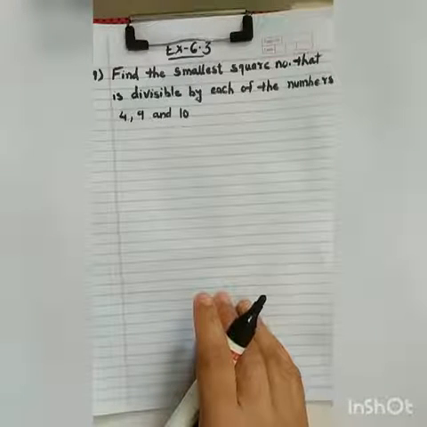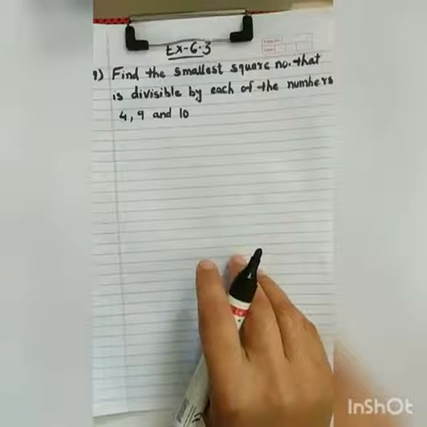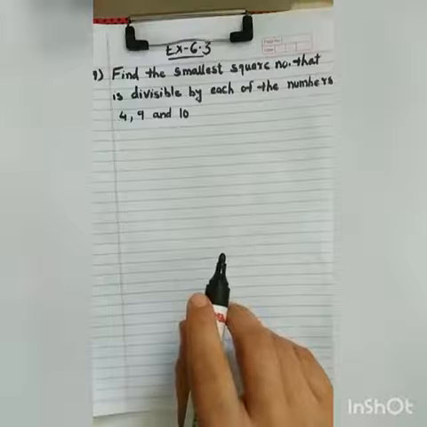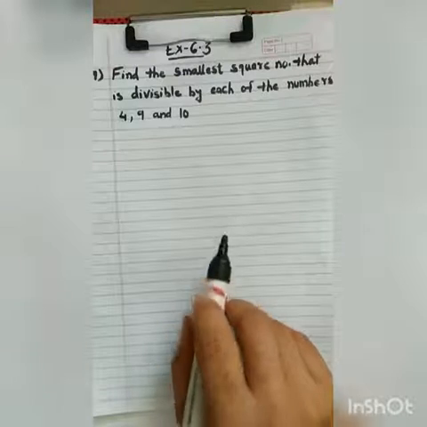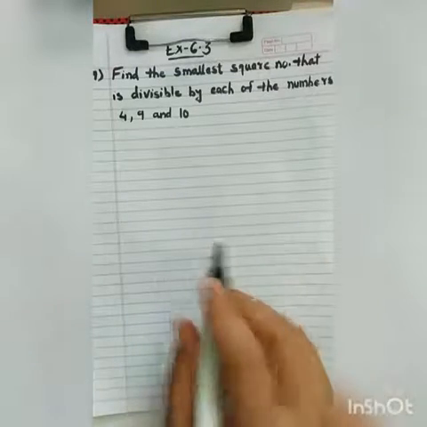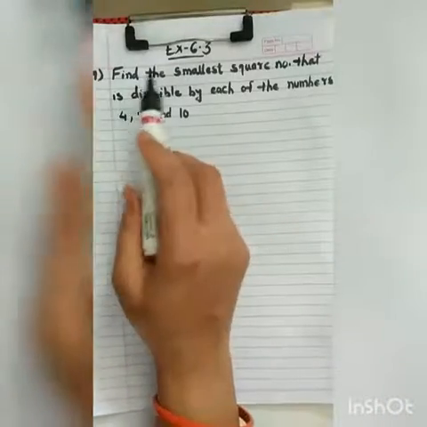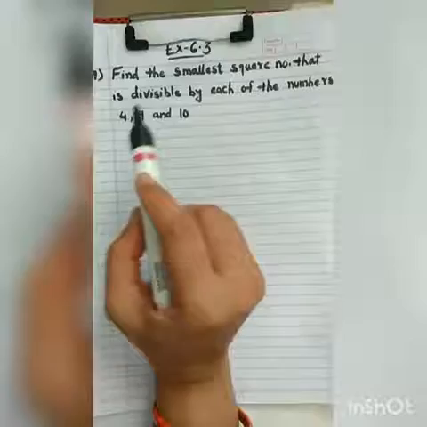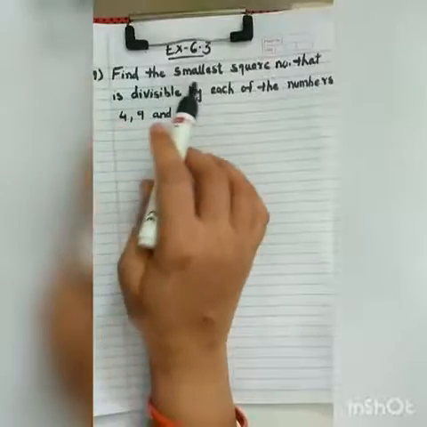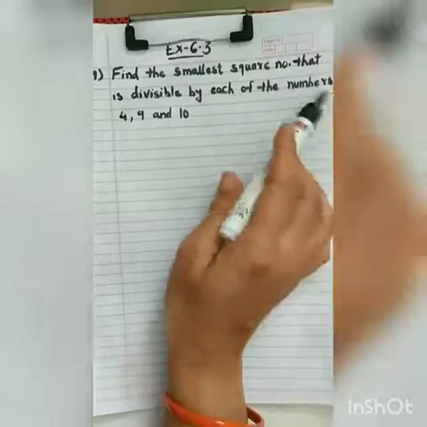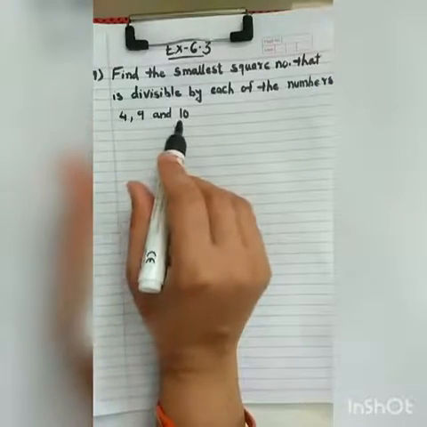Yesterday we saw some problems from exercise 6.3. There is one more type of sum in exercise 6.3 that we will do first, and then we will start with our new topic. Look at sum number 9 from exercise 6.3. Find the smallest square number that is divisible by each of the numbers 4, 9 and 10.